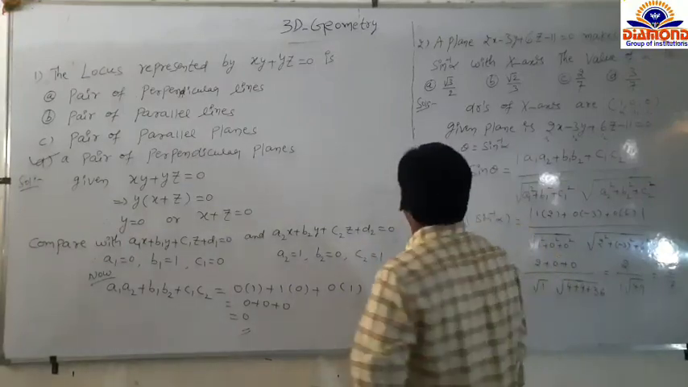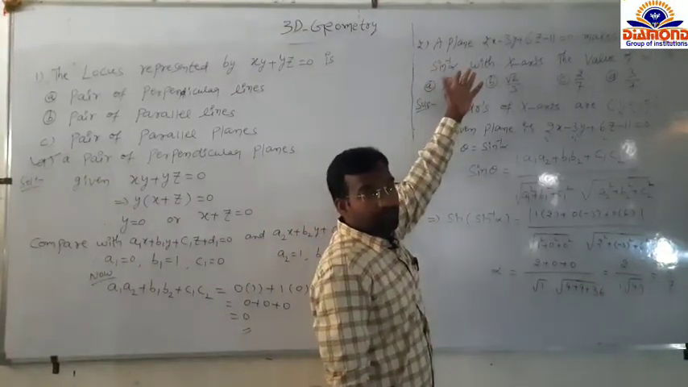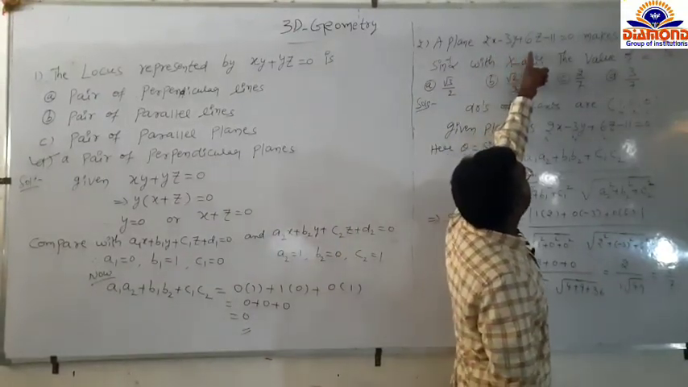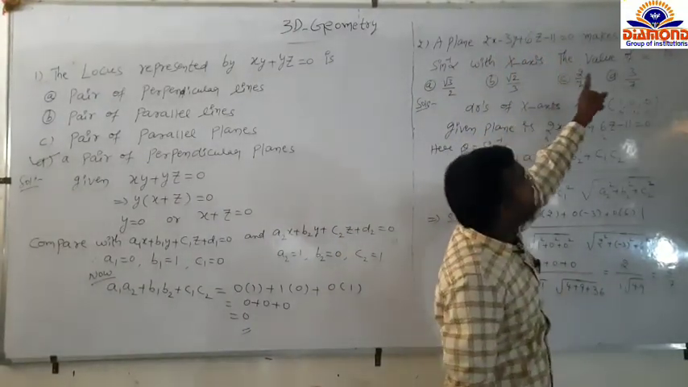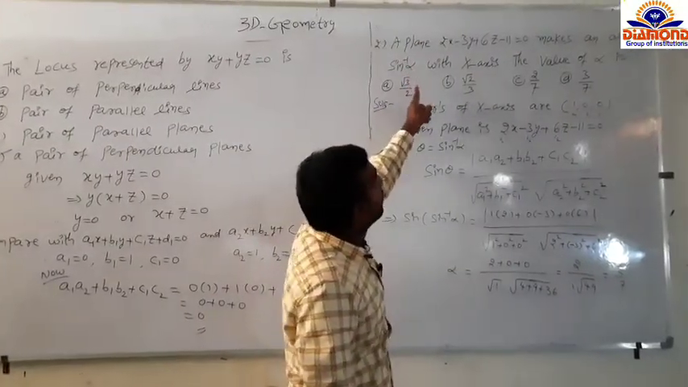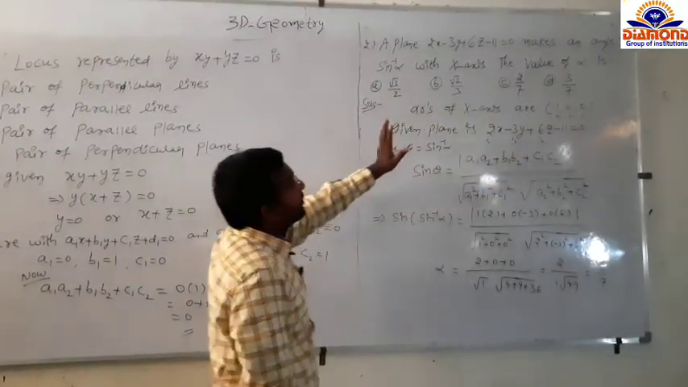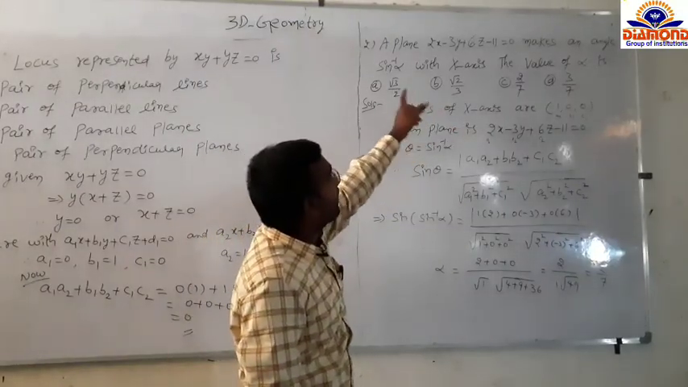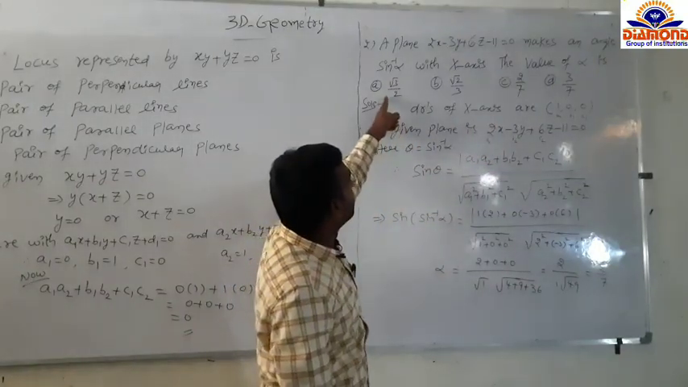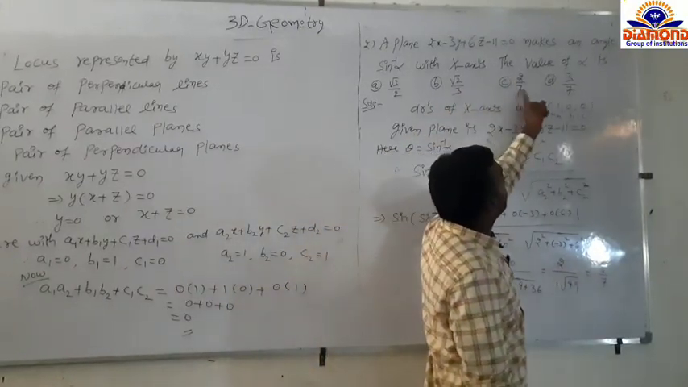Next problem. This is an important problem, it came already in KSET 2017. A plane 2x minus 3y plus 6z minus 11 equal to 0 makes an angle sin inverse alpha with the x axis. Find the value of alpha. Option A root 3 by 2, option B root 2 by 3, option C 2 by 7, option D 3 by 7.